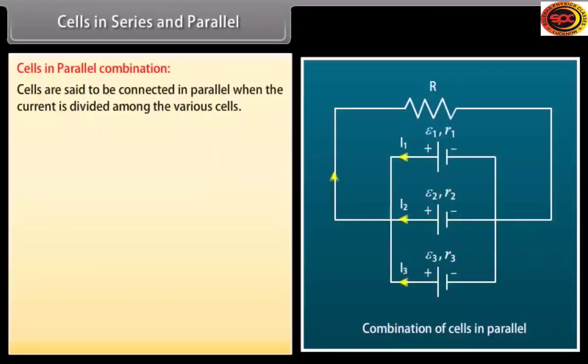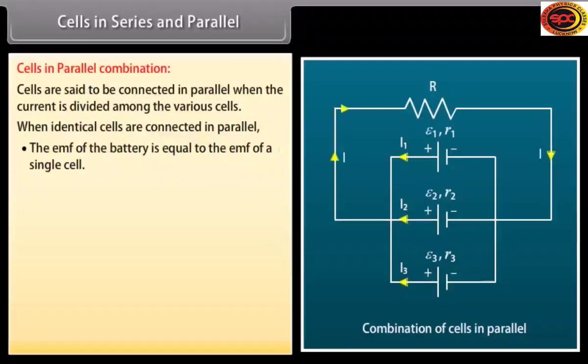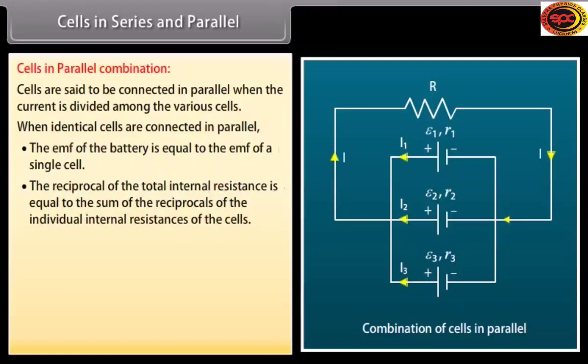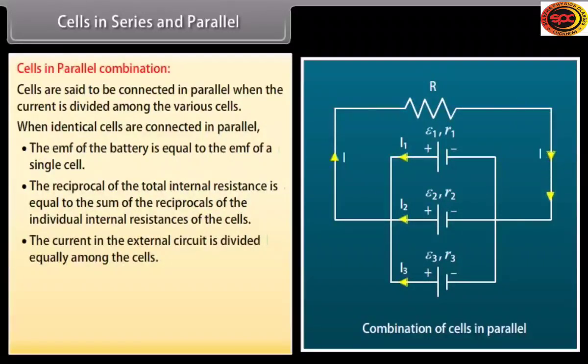Cells in parallel combination. Cells are said to be connected in parallel when the current is divided among the various cells. In ordinary parallel connection, all the positive terminals of the cells are connected together and all the negative terminals are connected together. When identical cells are connected in parallel, the EMF of the battery is equal to the EMF of a single cell. The reciprocal of the total internal resistance is equal to the sum of the reciprocals of the individual internal resistances of the cells. The current in the external circuit is divided equally among the cells.